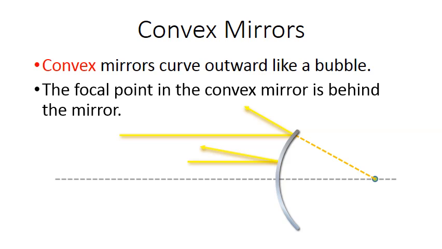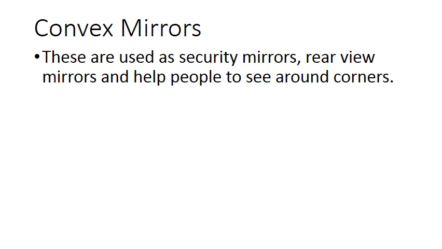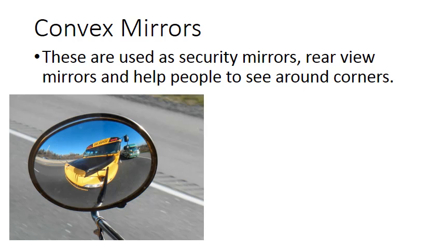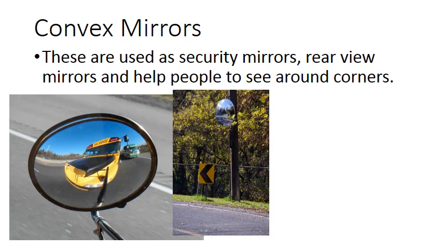So I'll throw a couple more examples in here. That one's coming from the focal point, and that one looks like it's coming from the focal point. Convex mirrors can be used as security mirrors, rear view mirrors, and they can help people see around corners. Some examples that I have found, there's convex mirrors on the front of school buses. So the school bus driver can see what's coming up behind them. Here's a convex mirror I found on a very tight corner to help drivers see what's coming.